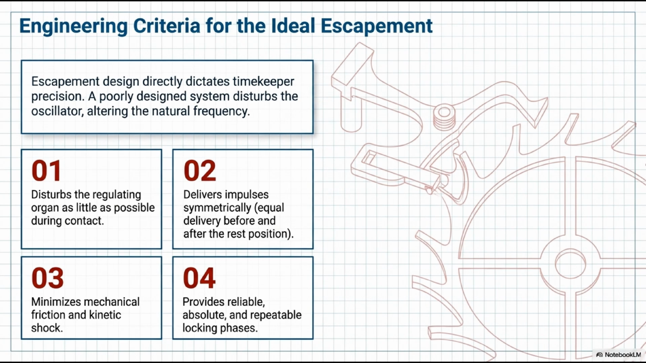Criterion 3, minimize mechanical friction and kinetic shock at every contact point, because every joule dissipated as heat or sound is energy stolen from the oscillator that must somehow be compensated. Criterion 4, provide reliable, absolute, and perfectly repeatable locking of the gear train between beats. If the escape wheel advances even 1 arc-minute more or less than intended, the counting function of the escapement is corrupted and the watch gains or loses time. These 4 criteria are the fundamental measuring stick against which every escapement in the history of horology has been evaluated, and every design choice in the Swiss lever traces back to satisfying or carefully trading off these mandates.